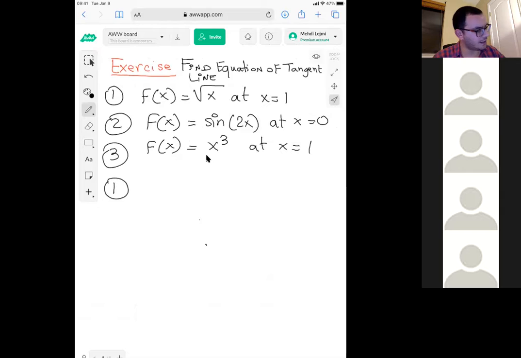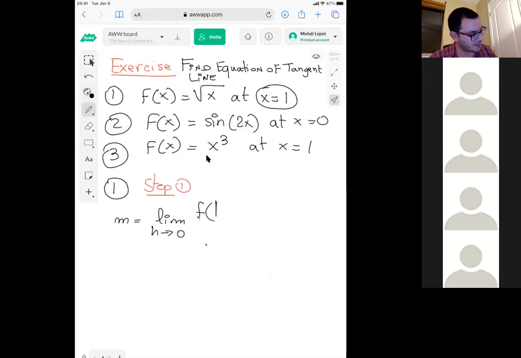Okay, so let me explain. Here's step one. So here's the definition. m should be the limit as h goes to 0 of f of a plus h minus f of a, over h. So a is supposed to be 1, right? Yes, correct. My a is 1, so it's f of 1 plus h minus f of 1, over h.